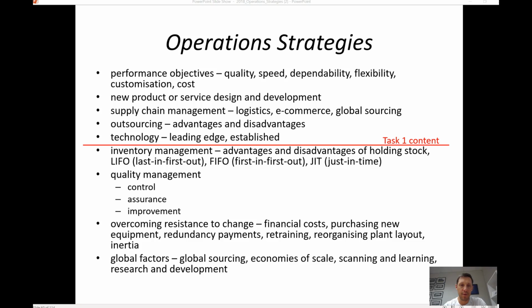Looking at different inventory management strategies in terms of LIFO, FIFO and just in time.